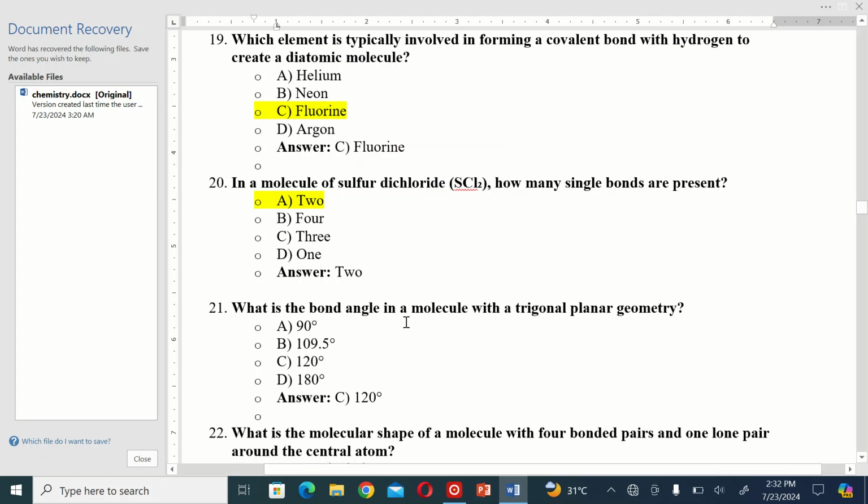What is the bond angle in a molecule with a trigonal planar geometry? A. 90. B. 109.5. C. 120. D. 180. So the correct option is C.